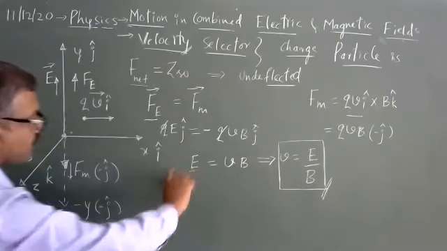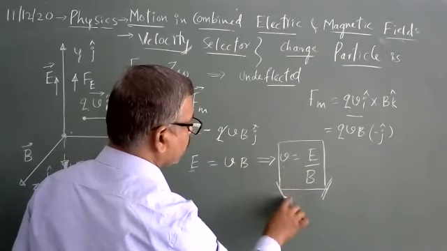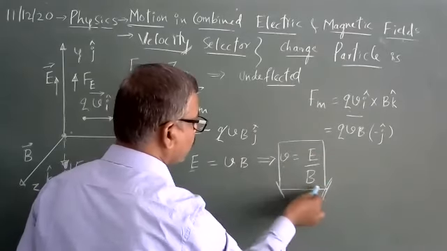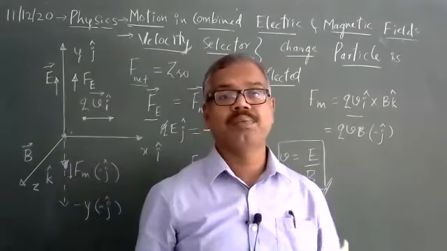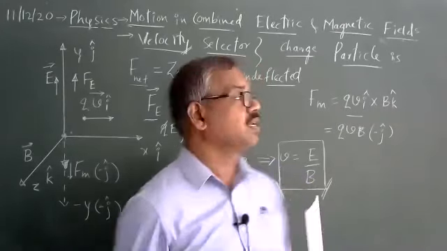This is the mathematical relation. We will get a velocity formula. Velocity of that charged particle is going to be electric field magnitude divided by magnetic field value, meaning the ratio of electric field to magnetic field. This is called the velocity selector method.